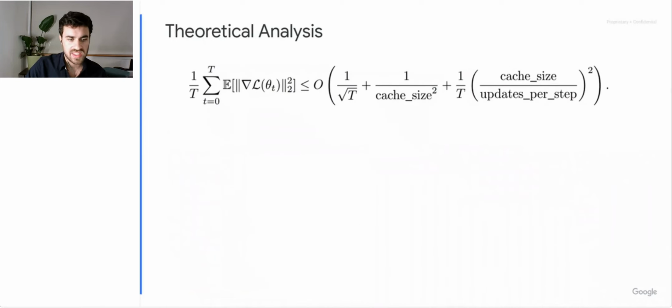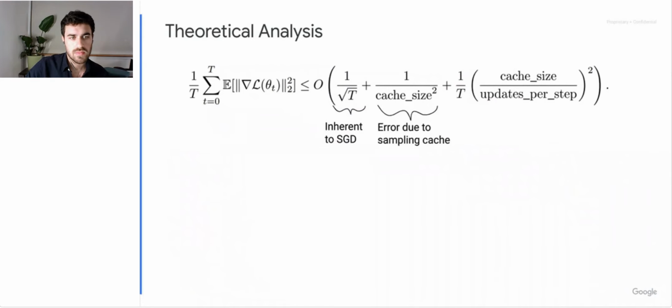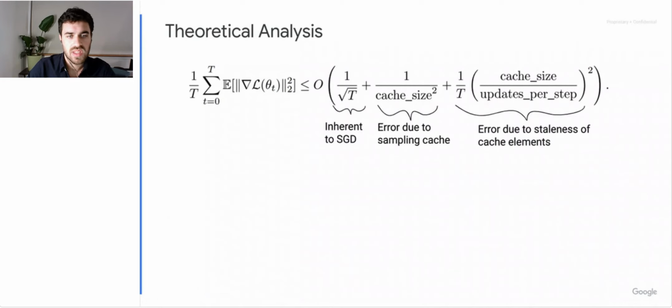Let's take a closer look at this inequality. This first term, 1 over square root t, the number of iterations, is inherent to SGD, so we do not expect to do better than this. The second term is the error due to the sampling cache. We're not working with the entire database of documents, we just have a sample of it, so this error is due to that. And this third term is the error due to the staleness of the cache elements, the fact that the model is changing, but the cache embeddings are staying the same, so they no longer exactly correspond to what they should based on their data.